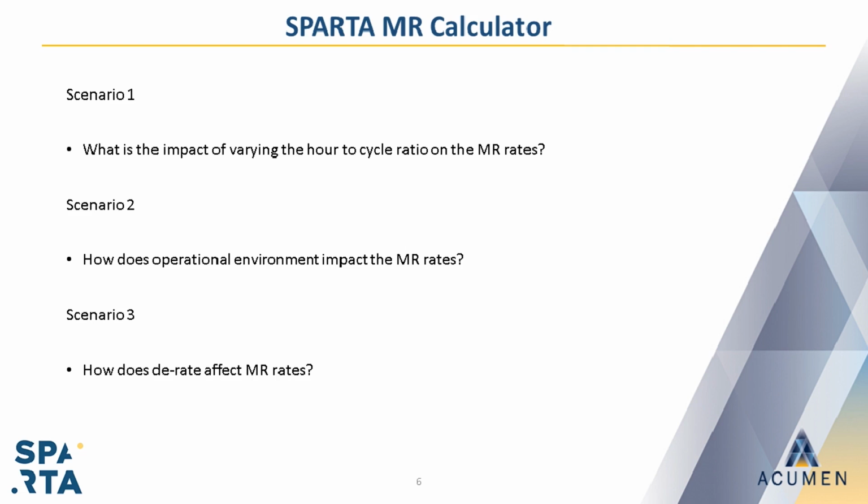To demonstrate some of the features of the MR calculator, I'll be looking at the impact of changing several variables on the maintenance reserve rates. In the first scenario, we'll be looking at how changing the hour-to-cycle ratio can impact the maintenance reserve rates. The second scenario, we'll investigate how a change in operational environment can impact the MR rates. And finally, the third scenario, we'll look at the use of D-rate.